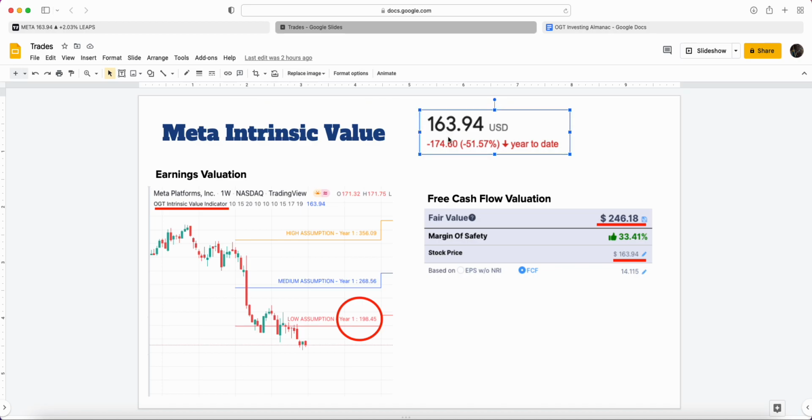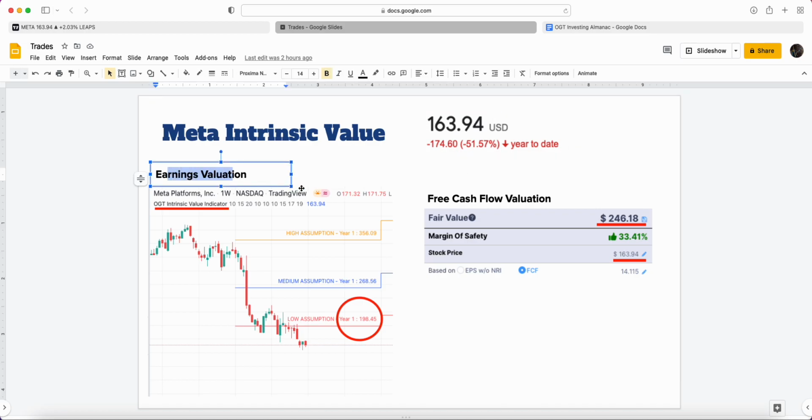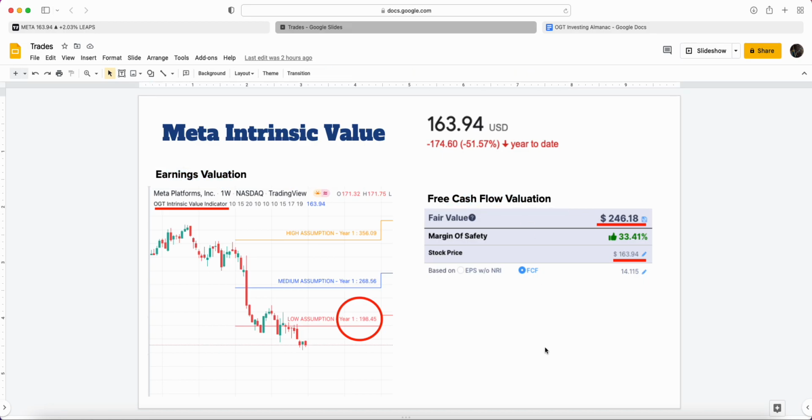Year to date, Meta is trading at 163.94, which is over 50% down just year to date. That's not even from its all-time highs. And like I mentioned, we're going to be using an earnings valuation and a free cash flow valuation. From an earnings valuation perspective, I like to use the OGT intrinsic value indicator. It's my own indicator that I've created, completely free for TradingView. There's a link in the top right corner and down below to understand how it works.